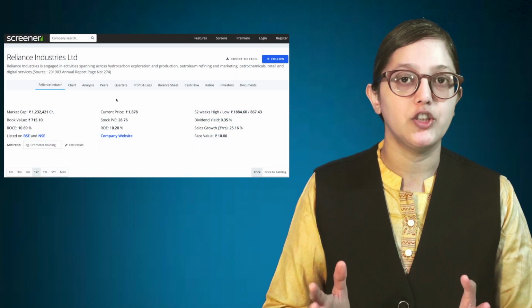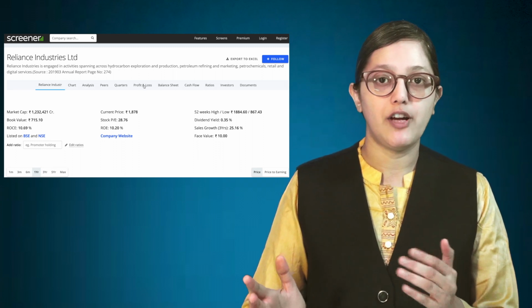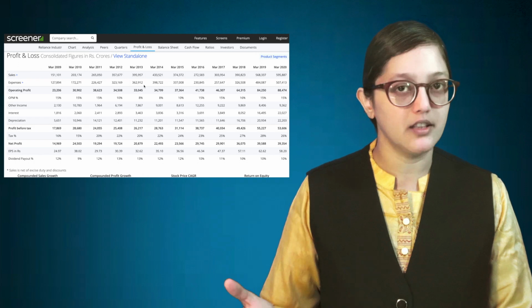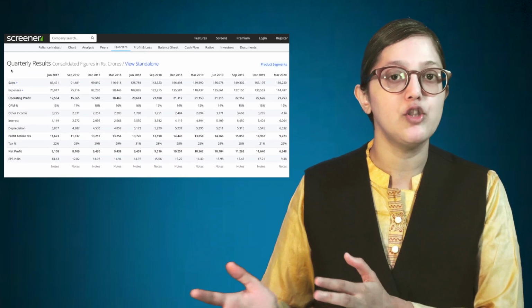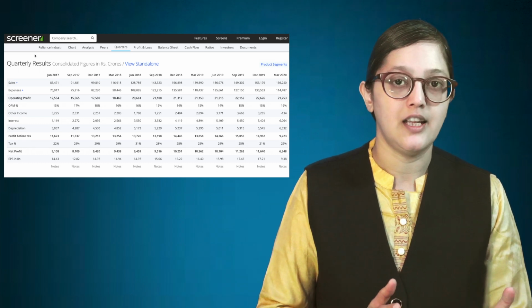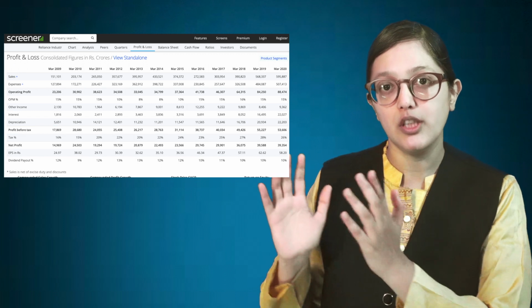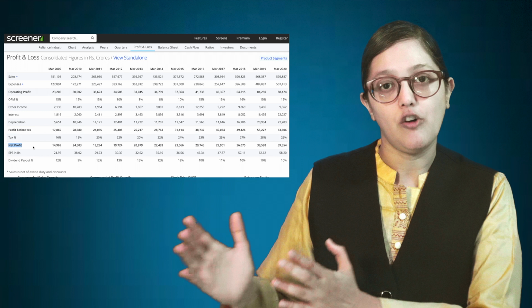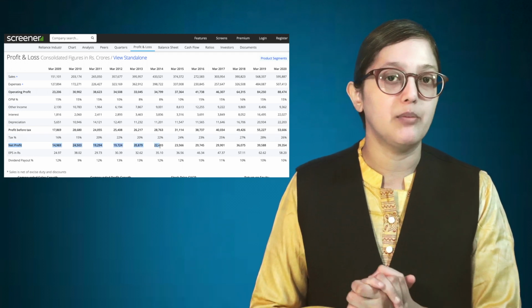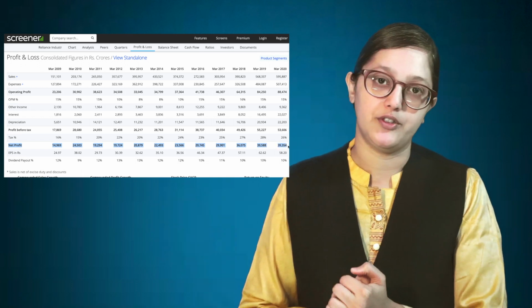You will find net profits in the profit and loss section in the menu bar. Here, if you scroll down, you will find that there are quarterly figures as well as yearly figures. You go to the yearly figures because quarterly figures show you only the latest statistics and you will not get a long-term perspective. So for that, you go to the yearly figures and you will find that 10 years of data on net profits is available here. Now observe the general trend in the profits.